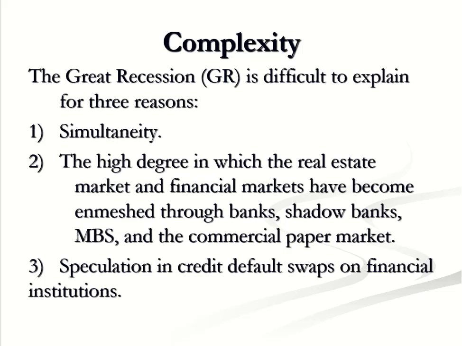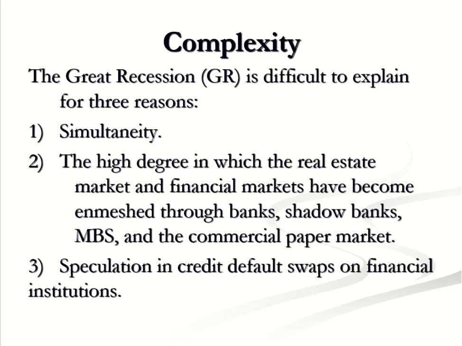One is there were a lot of things going on at the same time in the economy. That's what I mean by simultaneity. It's hard to break into those loops that were going on, those interactions that were all happening at the same time. And what do I mean by that?